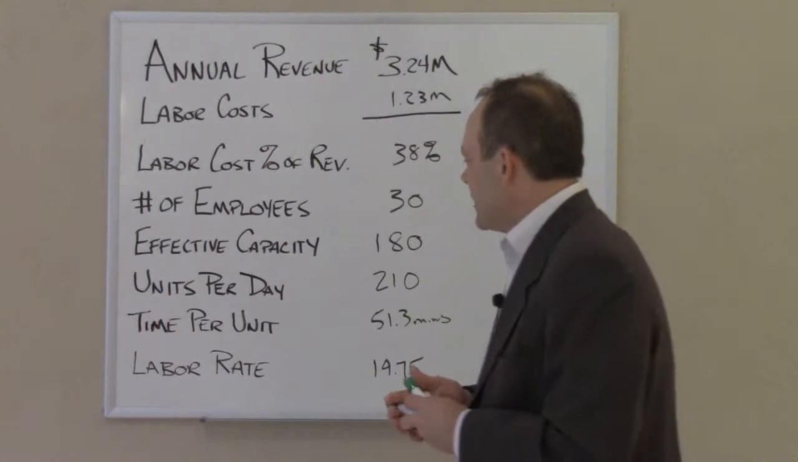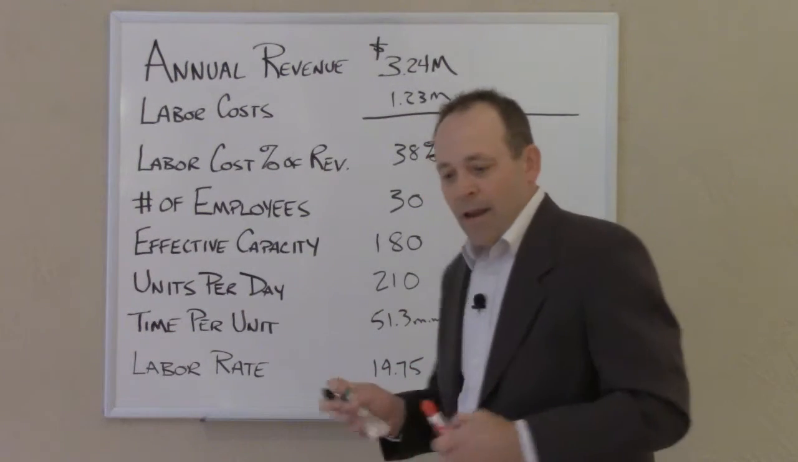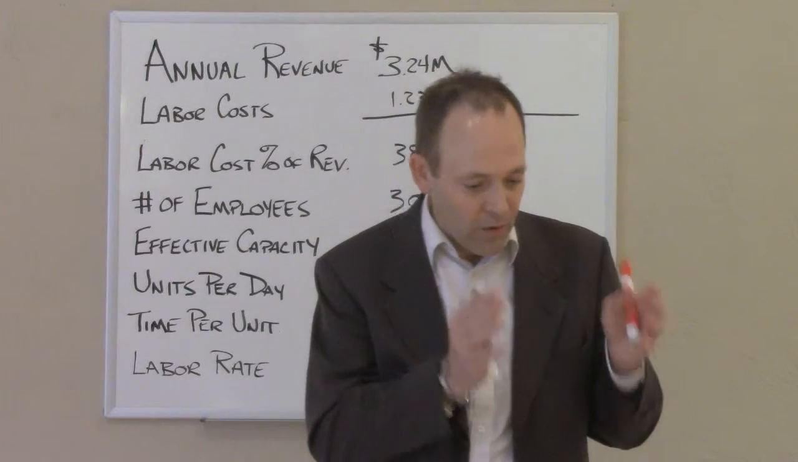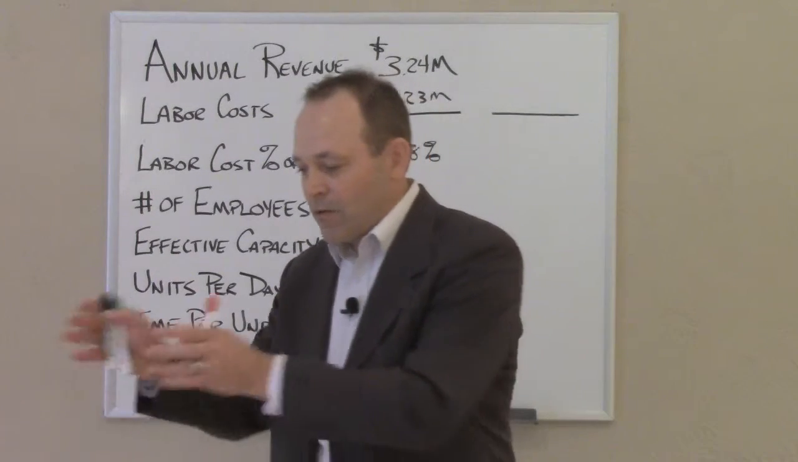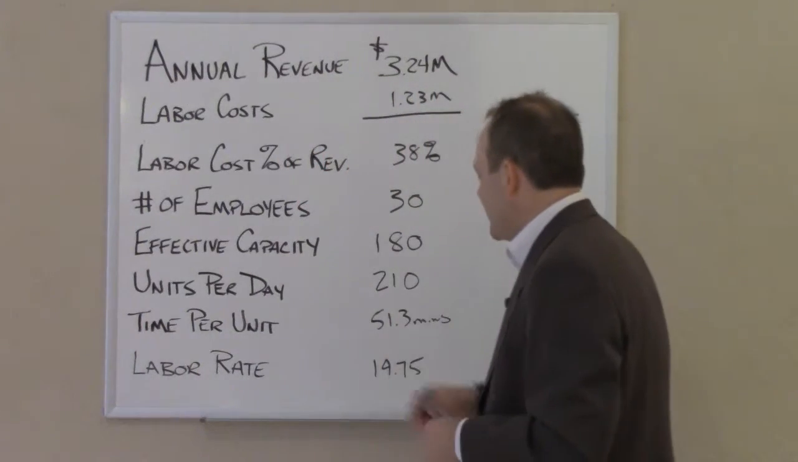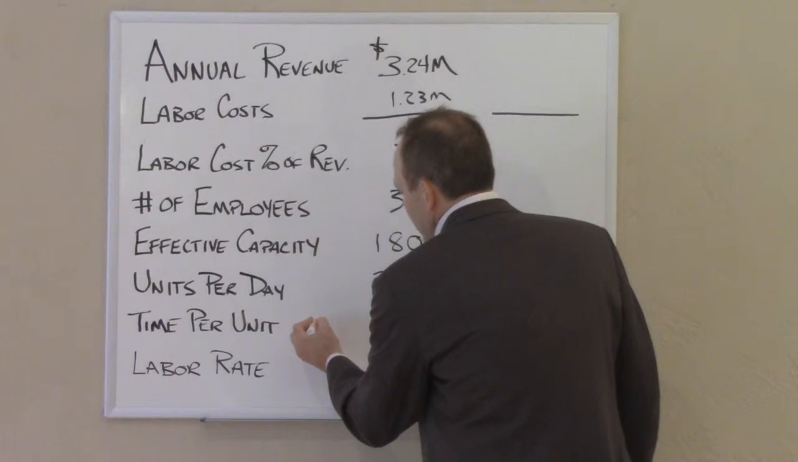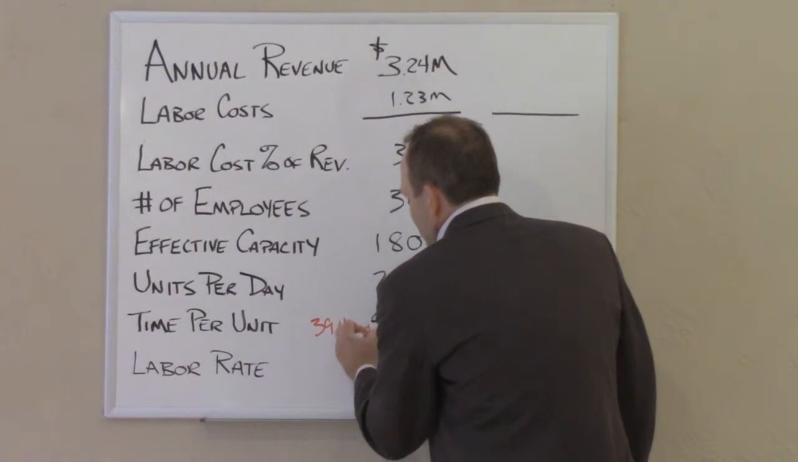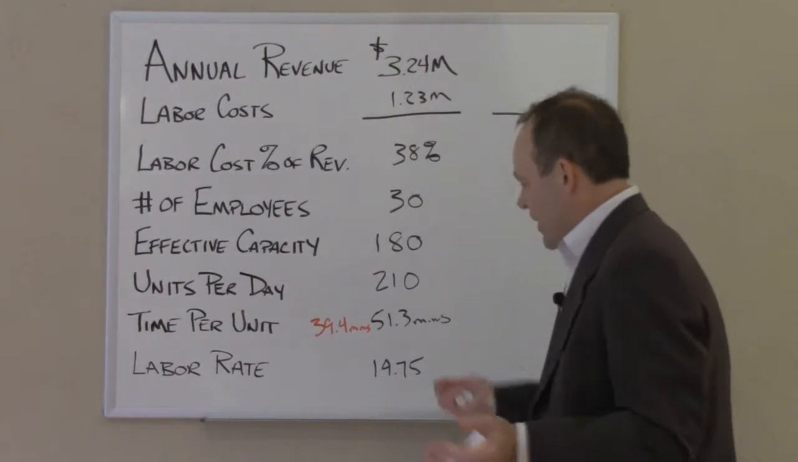So when we looked at this company's process, we walked through everything they do to produce a unit, looked at the value-added activities along the line, and added them all up. What we came up with was not 51.3 minutes per unit, but 39.4 minutes. So that's a big difference.